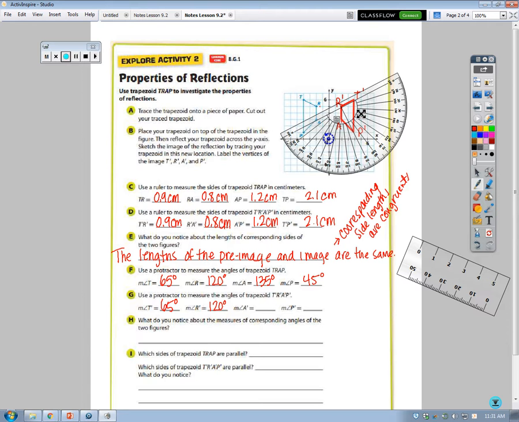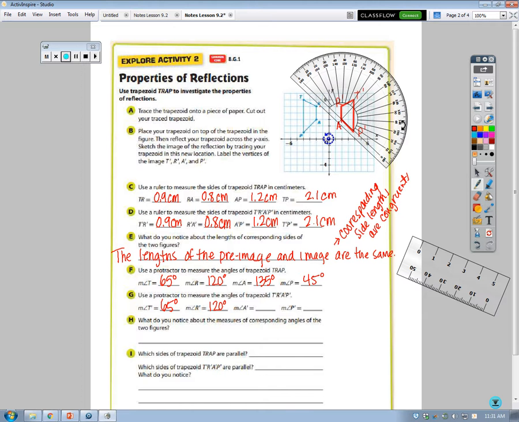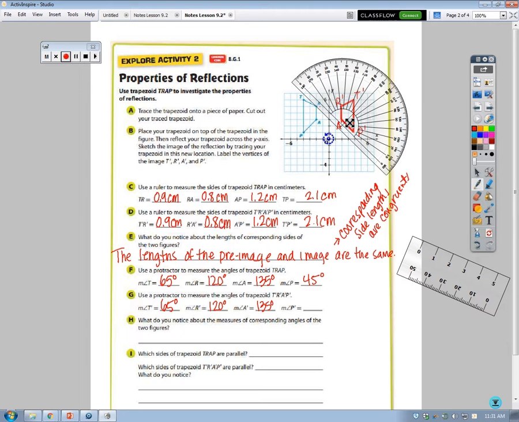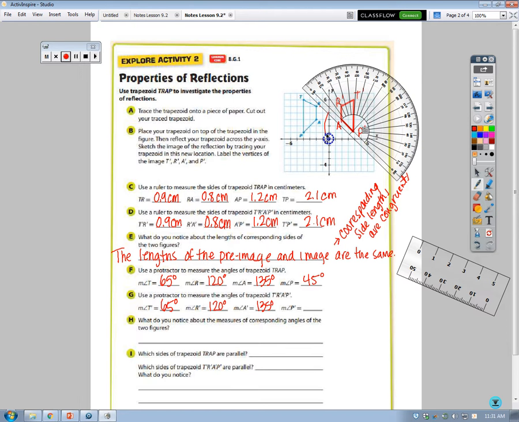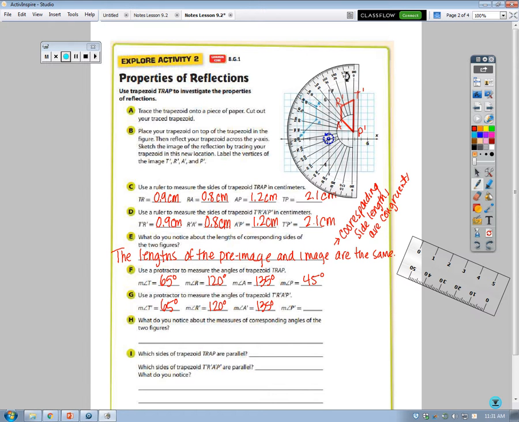Slide over here to angle A prime. Line up my protractor. Looks like we're looking at about 135 again, right here in between 130 and 140. So we've got measure of angle A prime, 135 degrees. And then angle P. Let's go ahead, whoops, spin this around. And we are looking at, right there in the middle again, about 45 degrees.